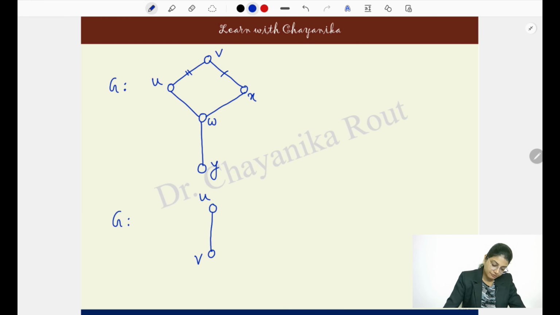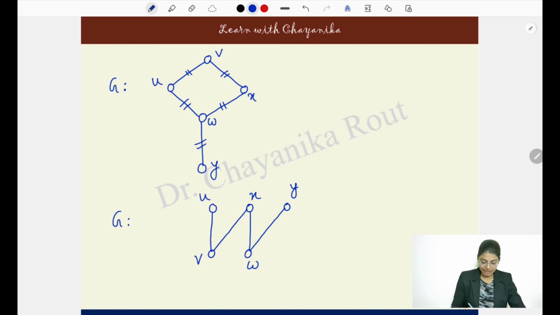Then we have VX, V is here, so X should be on the other level. XW, X is here, so W should be on the other level. WY is an edge, W is here, Y should be on the other level. And lastly, we have the edge UW. Let us see if it satisfies the criteria.